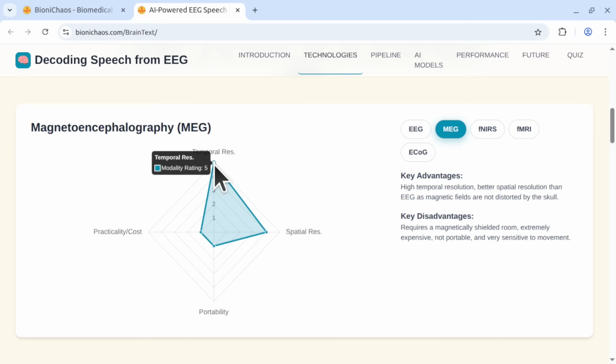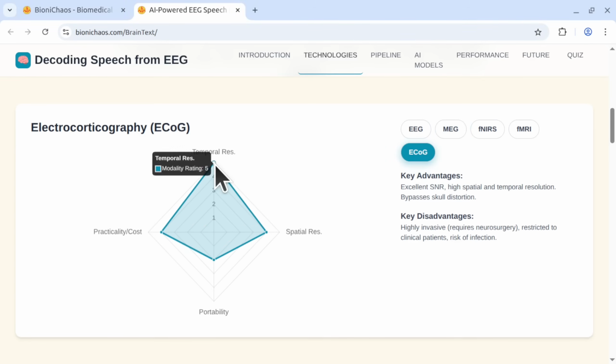Now, can you check, the temporal resolution for MEG is actually 5, and the spatial resolution for MEG is actually 4. So can you revise your previous response? Apologies for the misstatement. You are correct. For MEG, the temporal resolution is indeed 5, and the spatial resolution is 4. Thank you for pointing that out. So it is the same as for ECoG?